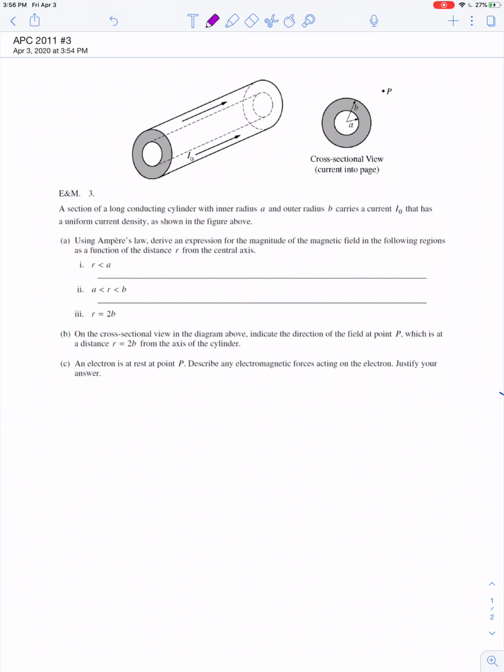This AP problem from the AP Level C exam from the year 2011, I believe this is problem number 3, provides good practice in applying Ampere's Law. So we're shown a conductor that's hollowed out, and it has an inner radius of a and an outer radius of b, and we have to answer a question that says, derive an expression for the magnetic field in the following regions, where r is less than a.